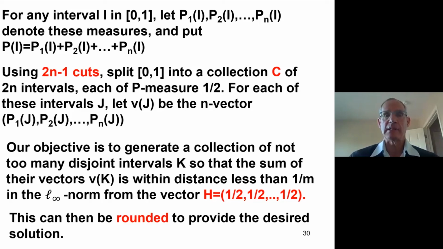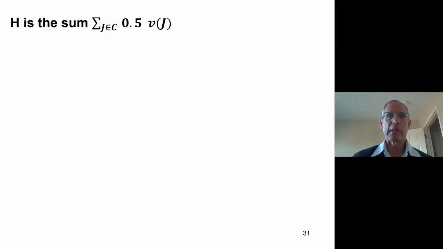I mean, the cuts here could possibly be in the middle of small intervals corresponding to beads, but there is always a way to shift them a little bit and to round them so that it will be okay. So we just need to find this collection. And the thing is that H, this vector of 1/2, 1/2, 1/2, 1/2, is exactly 1/2 times the sum of all the vectors. So we really have 1/2 the sum of vectors, and we want to be close to it by taking a sum of a subset.